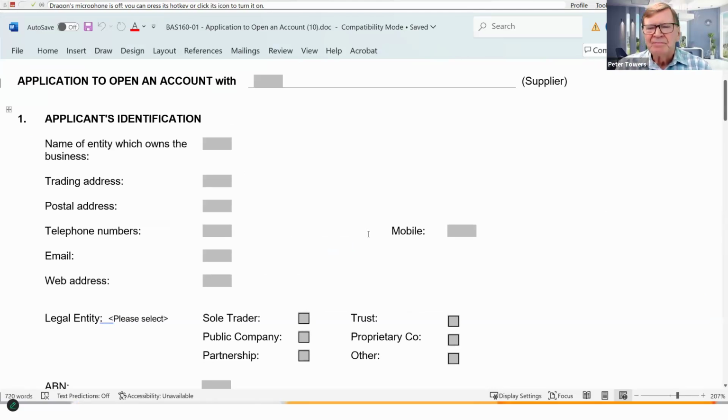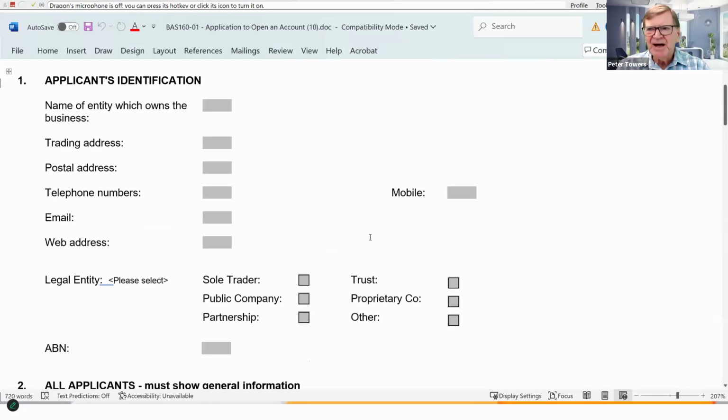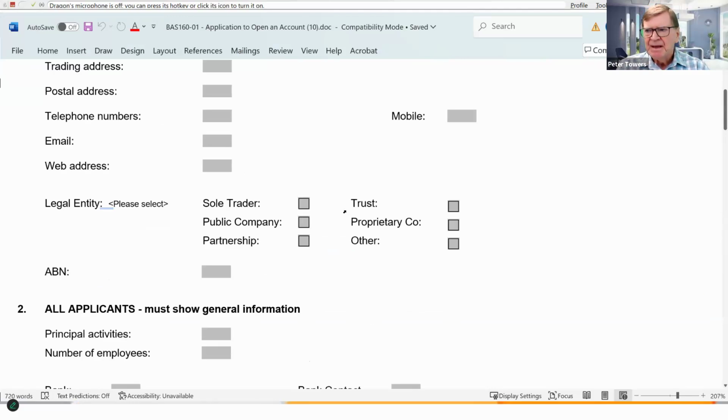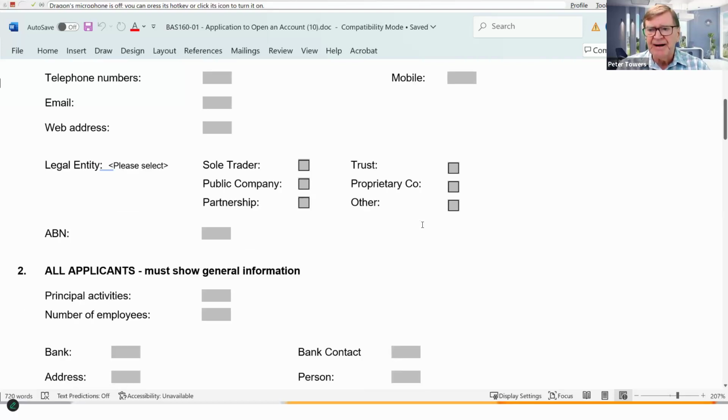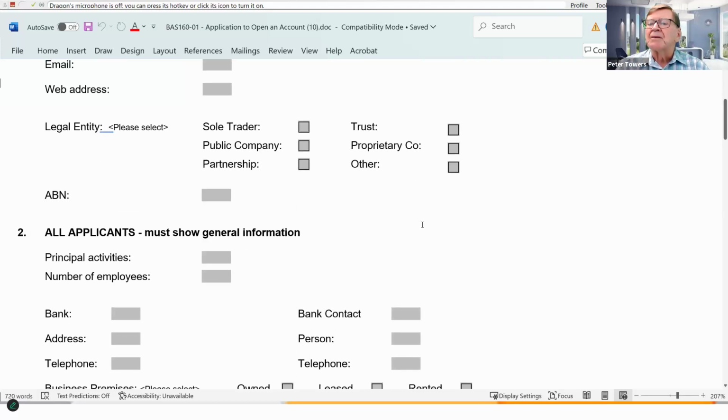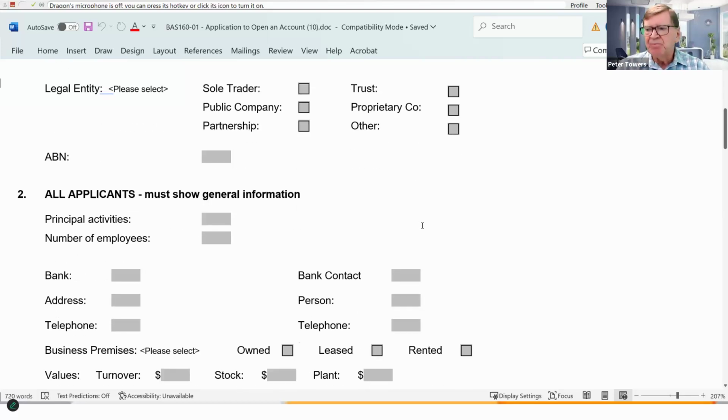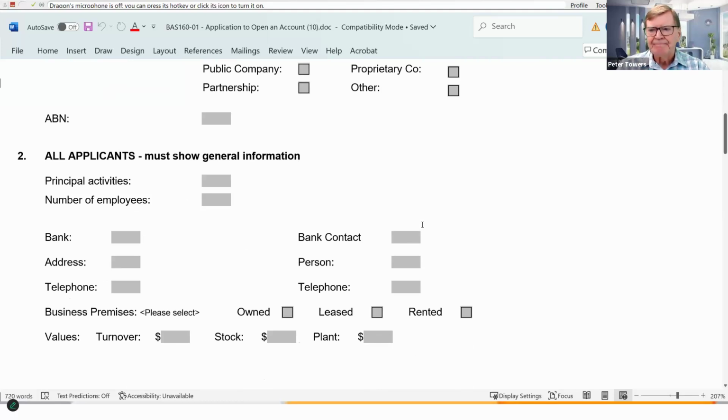I know some people omit doing this, and I think they're taking a significant risk in their businesses. We need to be encouraging people to make sure they have the application completed, to find out who they're dealing with, and if it's a proprietary company, to then request directors' guarantee forms to find out who all the directors are. What's their principal activities? How many employees? Get a feel for who they are.